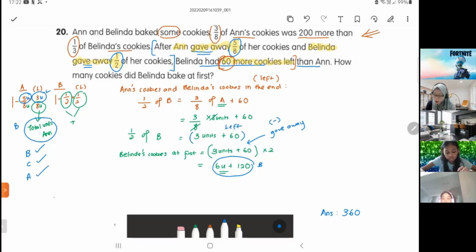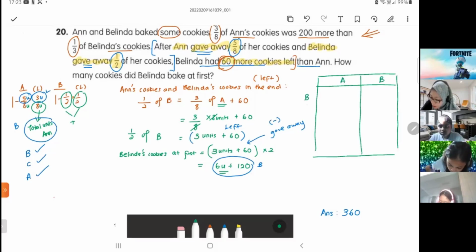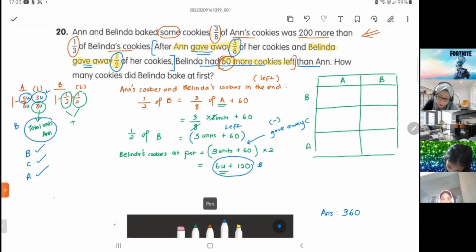What do I need to do next? I need to put it all into a table. Okay, so I'm going to draw the table. So far, I'm going through quite slowly, but not too slow. N and Belinda, before, change, after. Just put in all the information we identified just now. Okay, so N before is actually 8 units here. So you put 8 units. Belinda before is this one. Okay, so 6 unit plus 120.